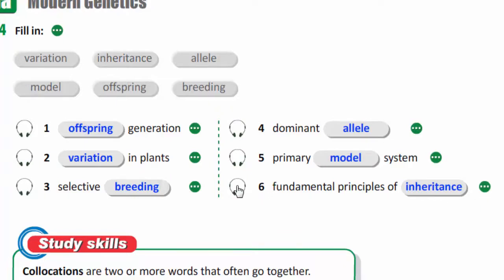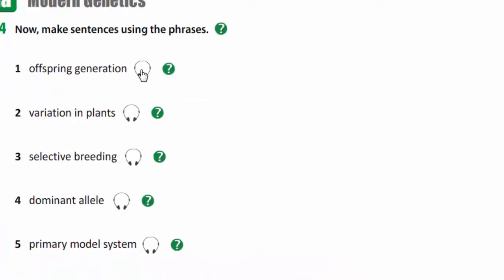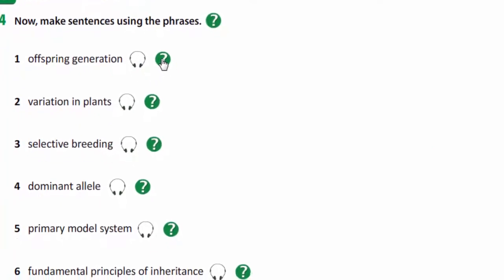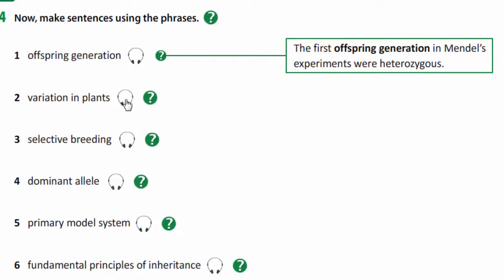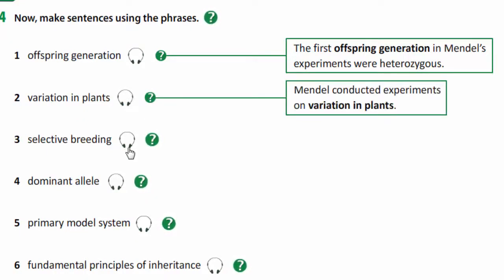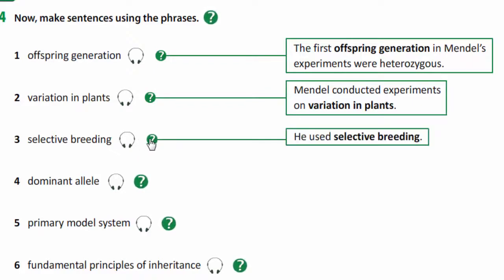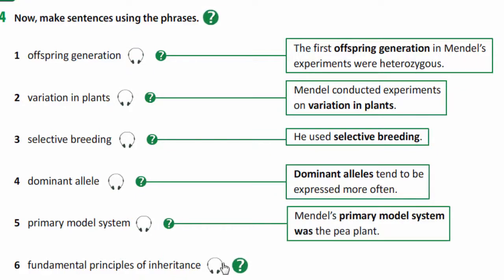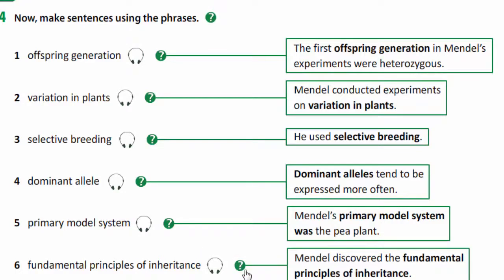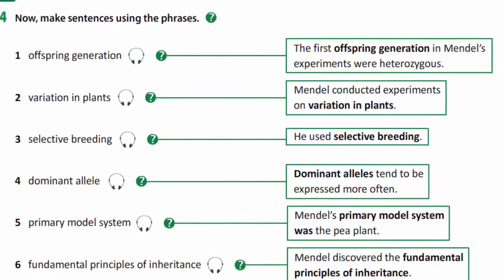Fundamental principles of inheritance. The first offspring generation in Mendel's experiments were heterozygous. Mendel conducted experiments on variation in plants. He used selective breeding. Dominant alleles tend to be expressed more often. Mendel's primary model system was the pea plant. Mendel discovered the fundamental principles of inheritance.